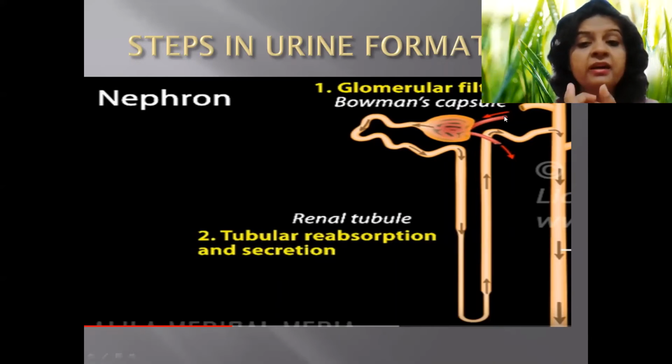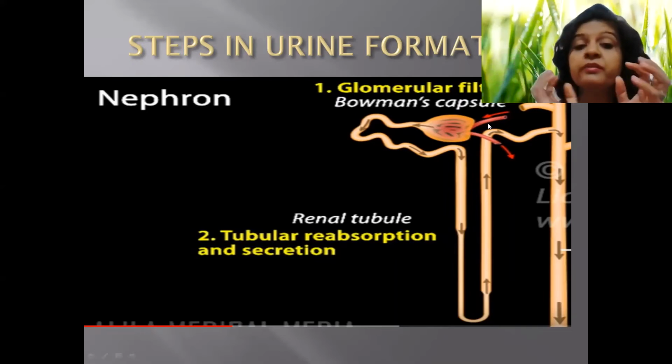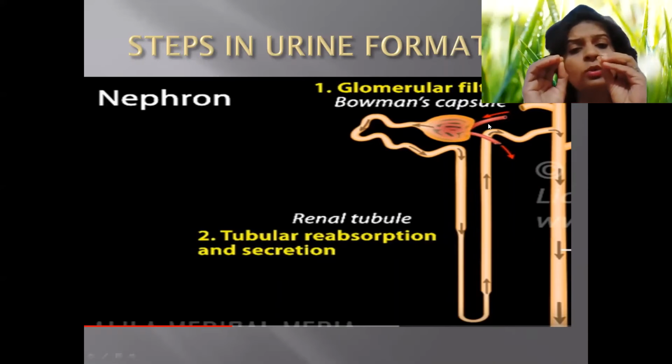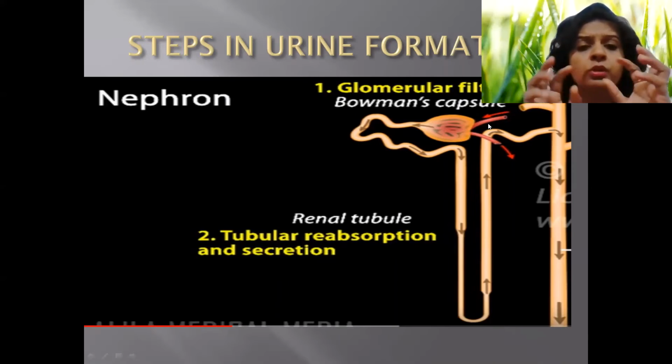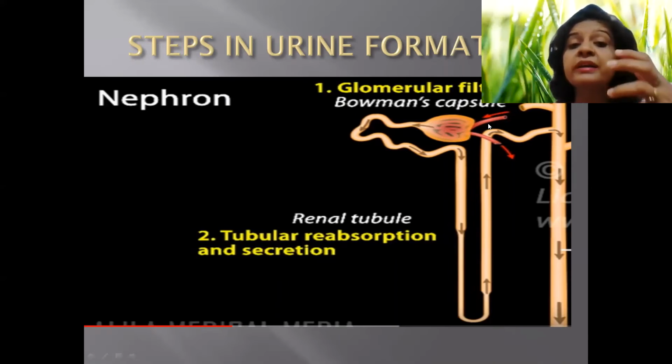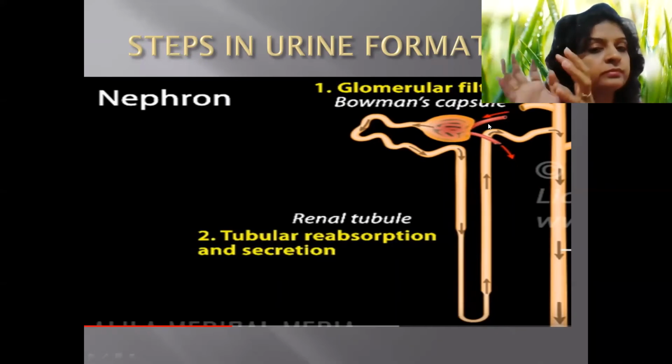So you can see here the afferent arteriole bringing the blood which is full of contents like glucose, amino acids, ions like sodium, potassium, bicarbonate, chloride ions, urea, creatinine, etc. All these contents are present in the blood. The body needs to expel out the urea.